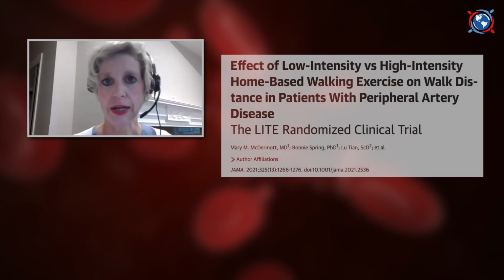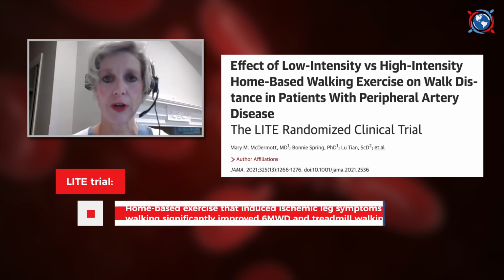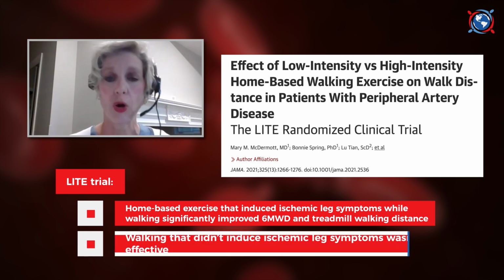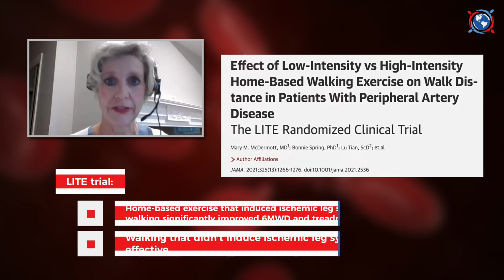A randomized trial of 305 participants, the LIGHT trial recently published in JAMA, demonstrated that home-based exercise that induced ischemic leg symptoms while walking significantly improved 6-minute walk distance and treadmill walking distance compared to a control group, while home-based walking exercise conducted at a comfortable pace without ischemic leg symptoms was not effective.